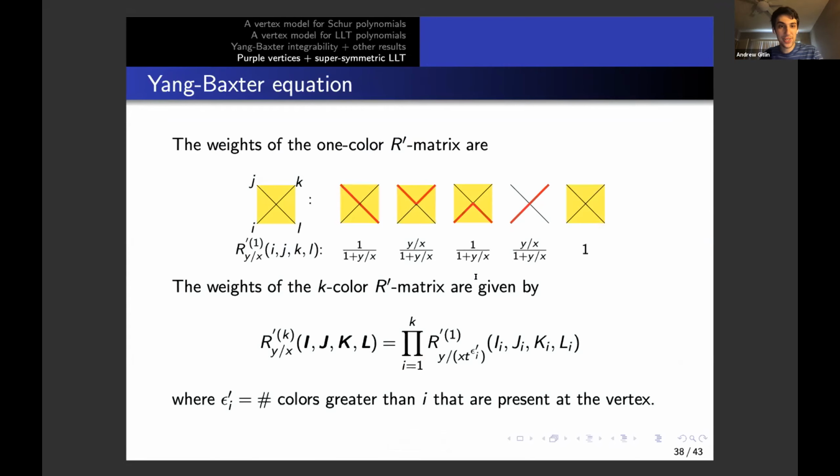What are these yellow vertices? They're given by this formula, and again, the weights are functions of y over x. So for one color, these are the weights. For k colors, instead of y over x, I look at y over x times t to the epsilon prime, where epsilon prime is the number of colors greater than I that appear in the vertex. So everything of types 1, 2, 3, or 4, but not of type 5.